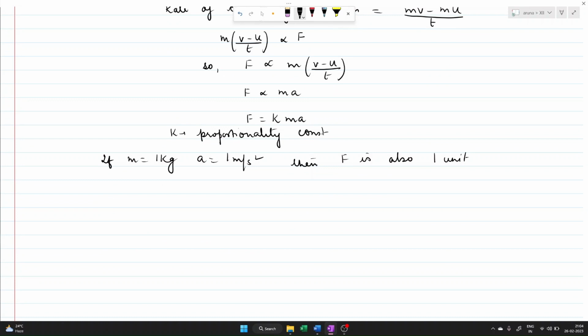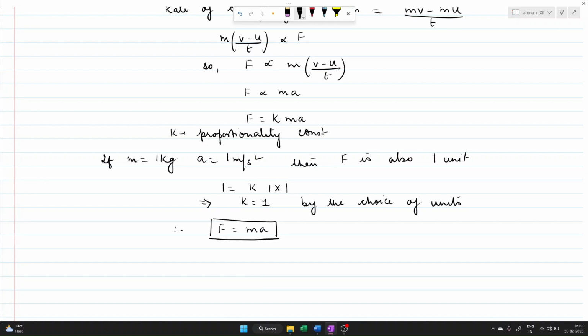So when we do that, it means 1 is equal to k into 1 into 1, which automatically means that k is equal to 1. So in this expression, the value of k is equal to 1 by the choice of units. So therefore, F is equal to m into a. That's the expression for force. Now you can calculate the force that is being applied on an object.